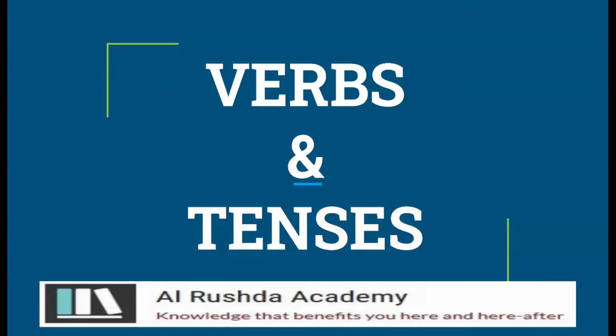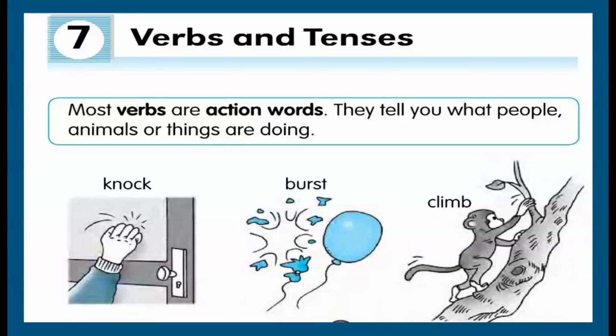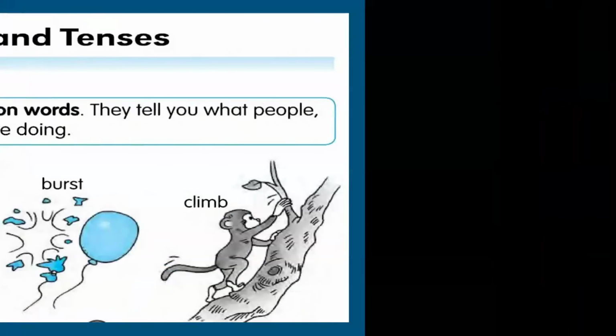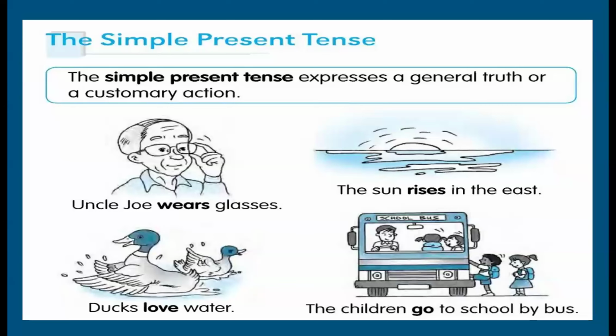So we have action words such as eat, sleep, jump, hop, sit, push, pull. And then we have helping verbs also: have, has, is, am, are. All right, and then we have tenses. So how many tenses do we have? Three tenses: present tense, past tense, and future tense.